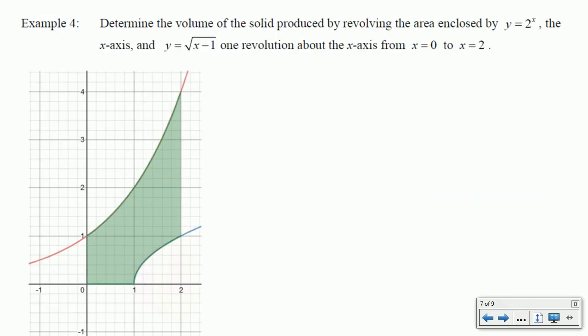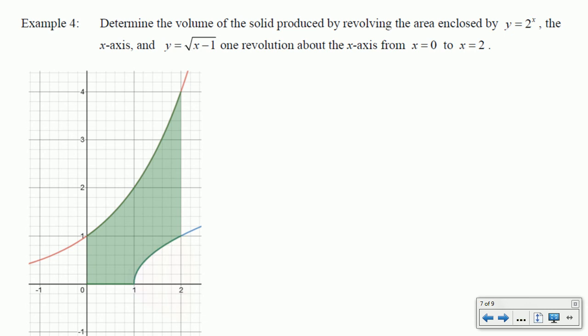In example number 4, we need to determine the volume of the solid produced by revolving the area enclosed by 2 to the x and root x minus 1 about the x-axis from 0 to 2. So you can imagine this shaded shape, when rotated about the x-axis, would produce a wide lampshade looking thing with a flat bottom and a paraboloid scooped out from the center. It would be an awkward container to drink from.